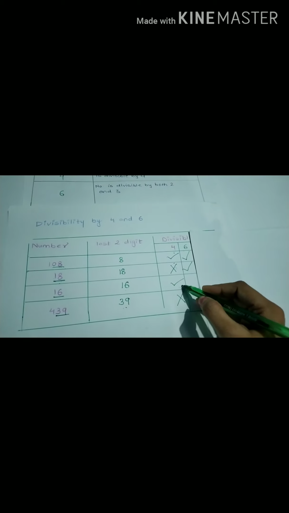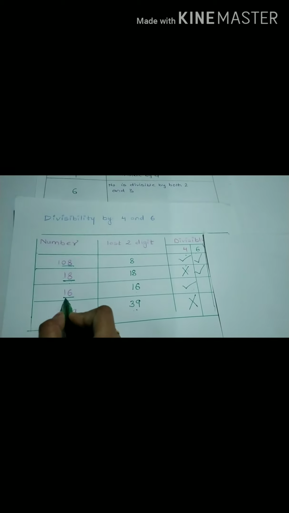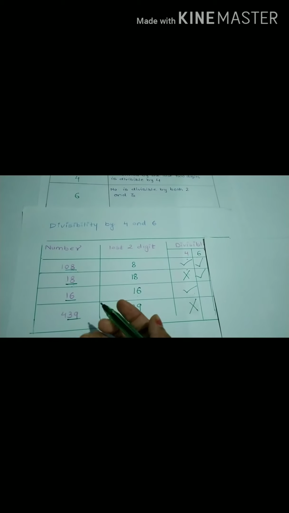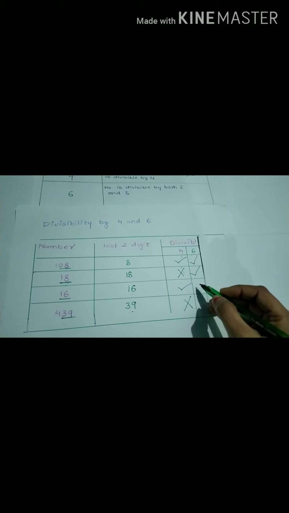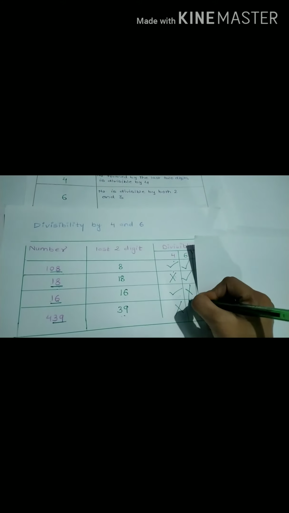Now go to the next number, that is 16. 16 is also divisible by 4 as the last two digit number is 16. Now we have to check divisibility by 6. So first we have to check for 2 and 3. 16 is present in the table of 2. So we can simply say it is divisible by 2. Again check for the divisibility by 3. We have to add 1 plus 6 is 7. So it is not divisible by 3. That means it is not divisible by 6 also.